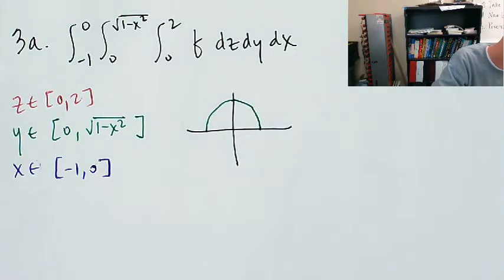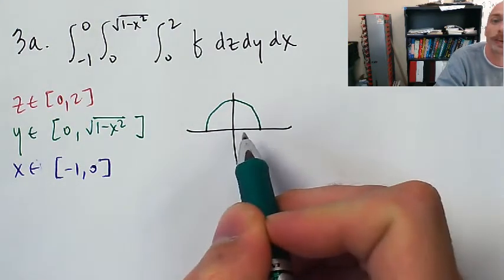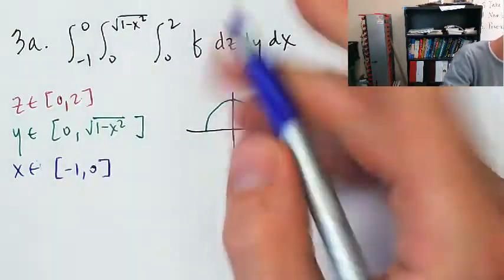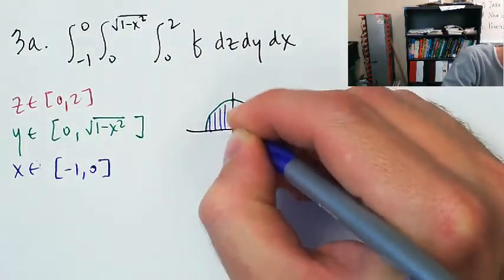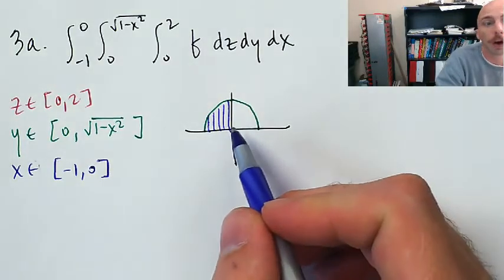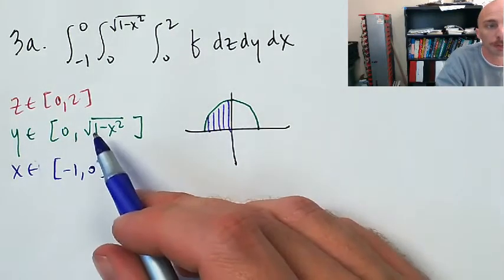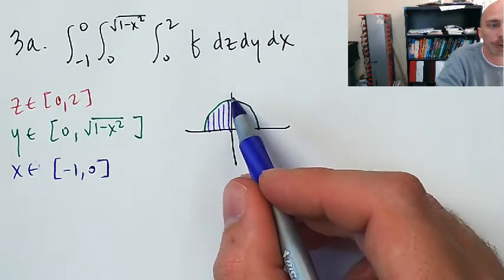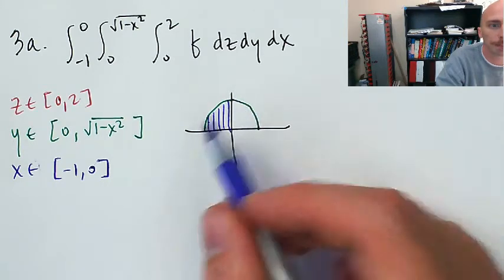Oh, x runs from -1 to 0. So that means this is pretty much the region that we're talking about. So, to talk about it in terms of r and theta, r runs from 0 out to 1, because I know the radius is 1. Theta is running from pi over 2 to pi.